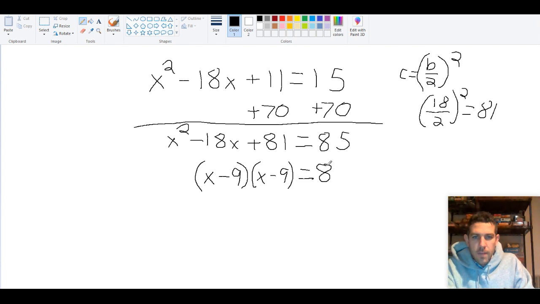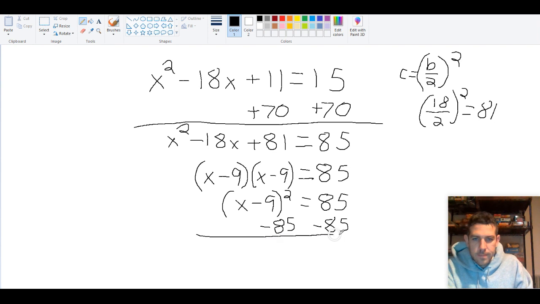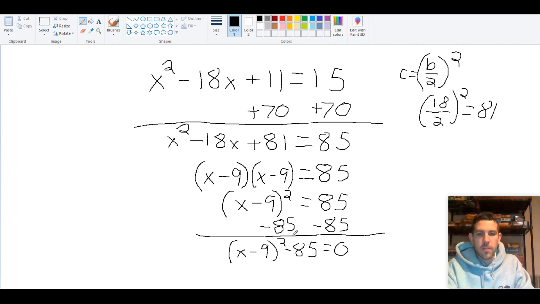I still have 85 over here on the right side of the equation, and this can be rewritten as x minus 9 squared because they are the same number being multiplied by itself. And now the last thing I'll do is turn it into vertex form by taking this 85 and sending it back to its friend over here, sending it back to the other side of the equation by subtracting it from both sides. So that gives me x minus 9 squared minus 85 is all equal to 0. And we know we want to solve equations when they're equal to 0. But right now we're writing it in vertex form.